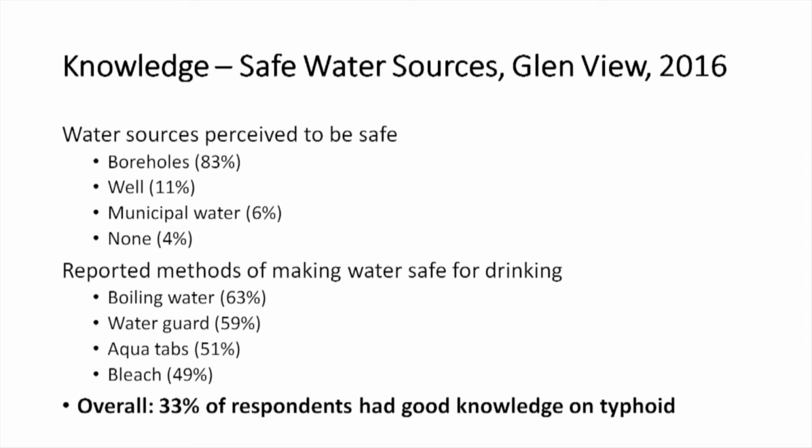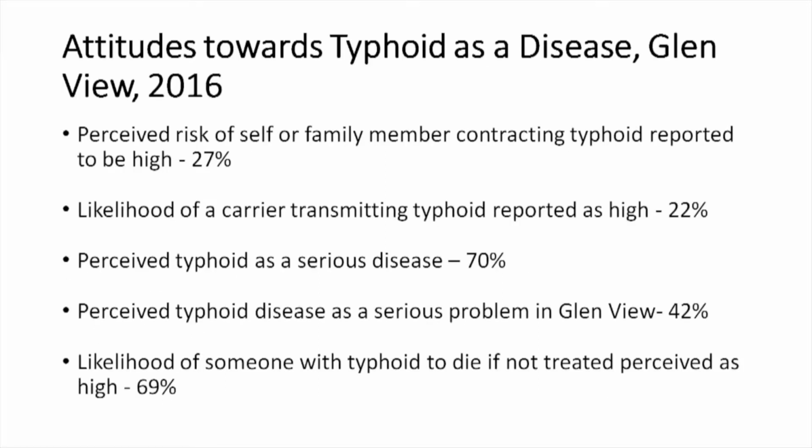The reported methods of making water safe were mainly boiling water in 63%, and use of chlorinators, the water guard, and aquatabs and bleach. Then overall, 33% of the respondents had good knowledge on typhoid.